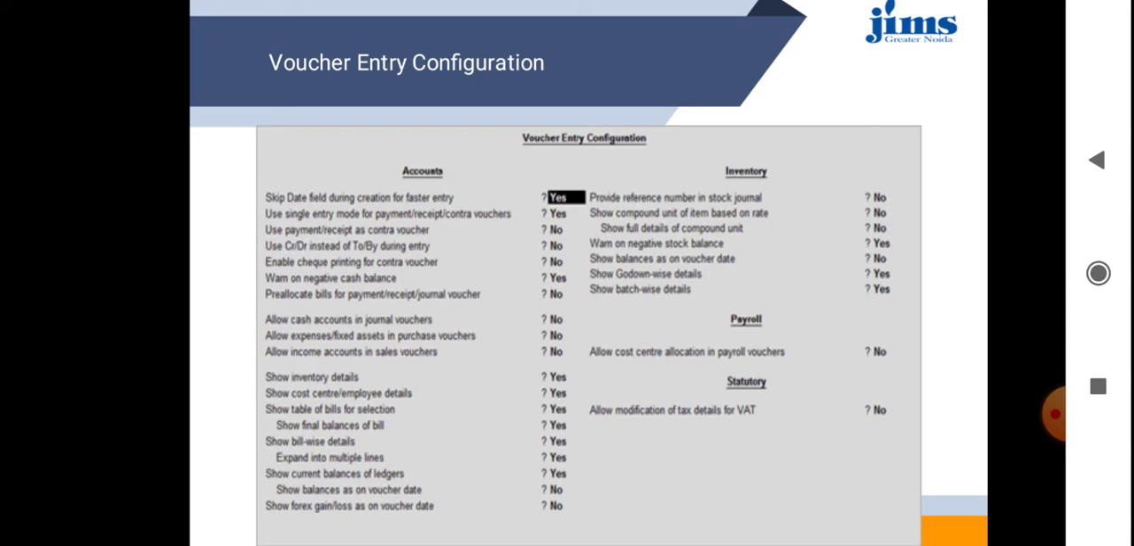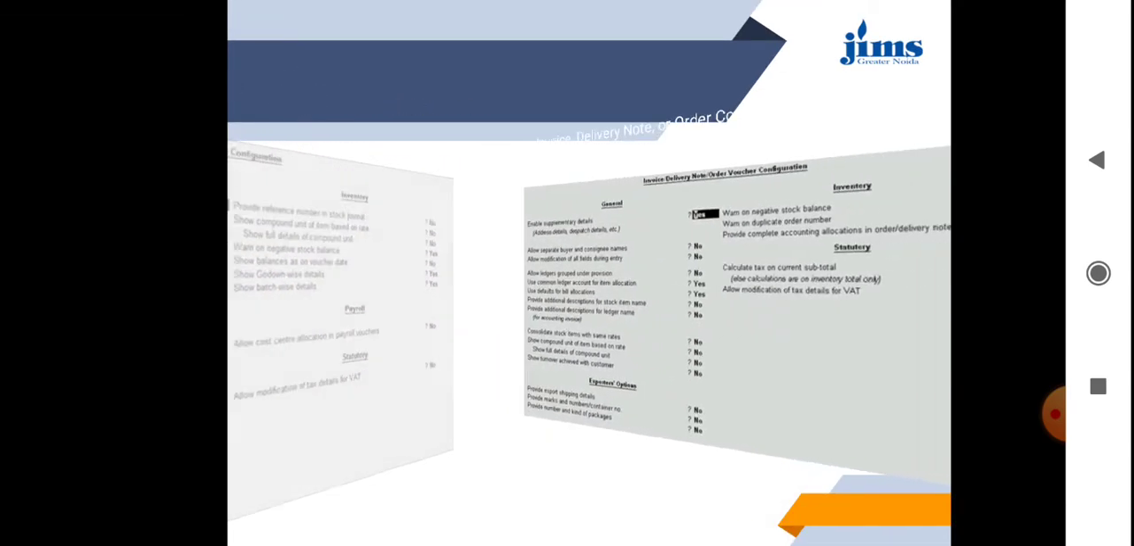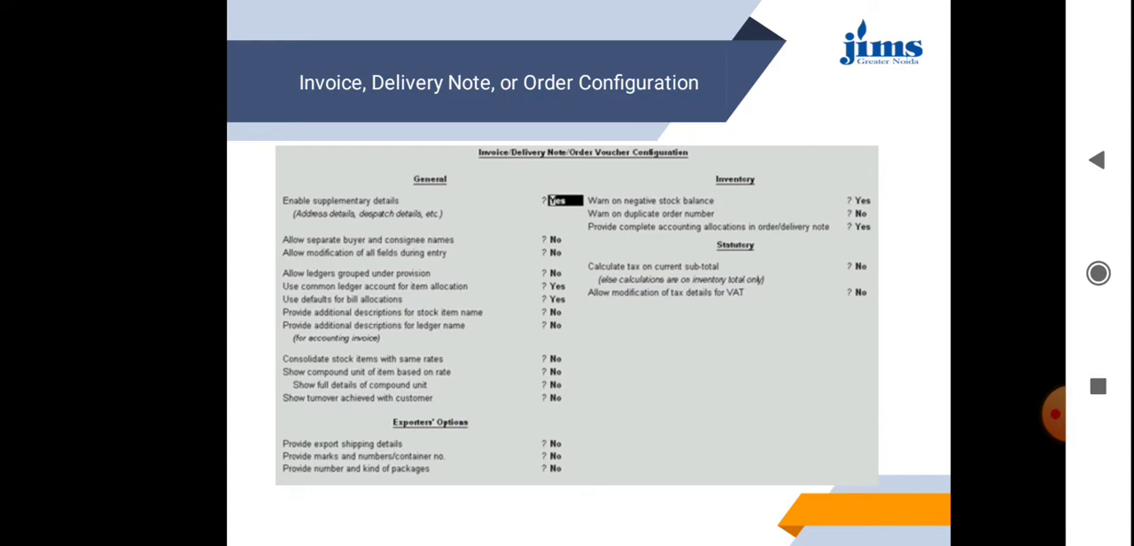Then we have payroll, allow cost center allocations in payroll or vouchers, no. Allow modification of tax details for VAT, no. Then we have our invoice, delivery note and order configuration. We have journal, inventory and statutory. Enable the supplementary details, yes.